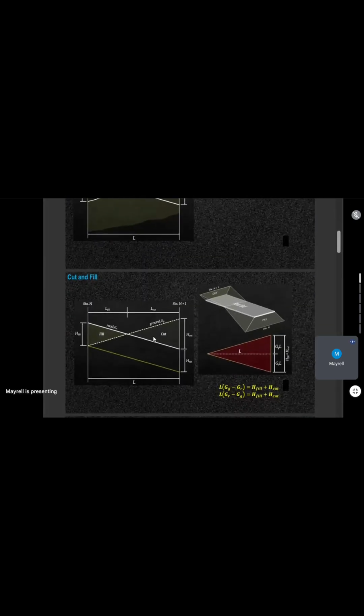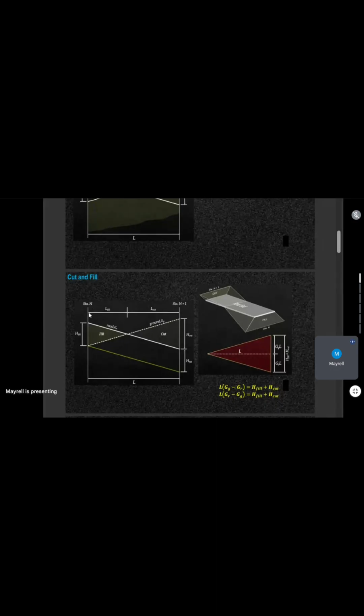So okay, we can form a triangle here. This straight line is the road, and this broken line is the ground. So that's the grade of the road, and the grade of the ground. And then this is the road. So we draw this yellow line just parallel to the grade of the road, to form this triangle. This is just the same H fill as this H fill since they are parallel. And this is the H cut.